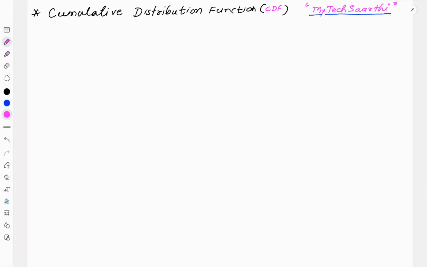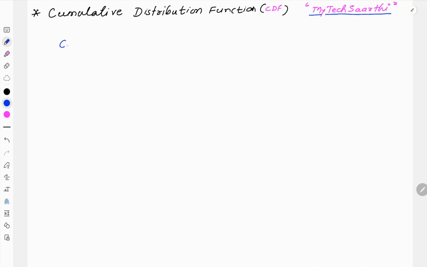In this video, we are going to study an important concept called cumulative distribution function and probability distribution function. So let us start with the first, cumulative distribution function. In short, it is denoted as CDF. So let us begin with the definition.